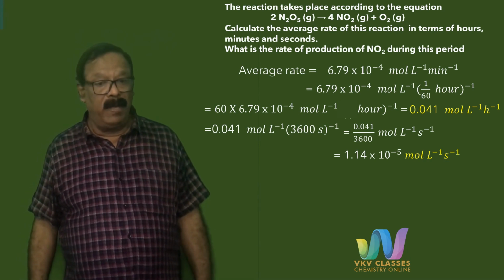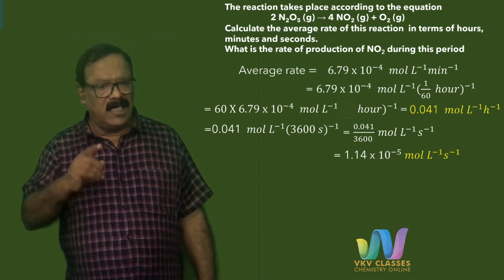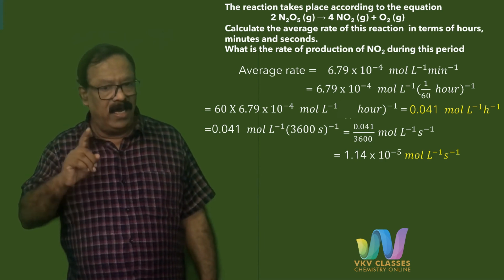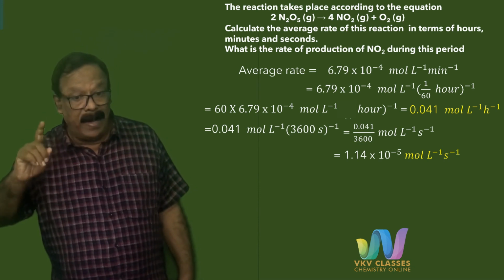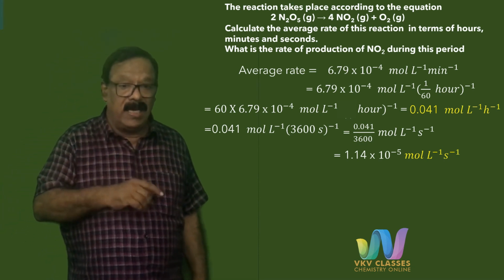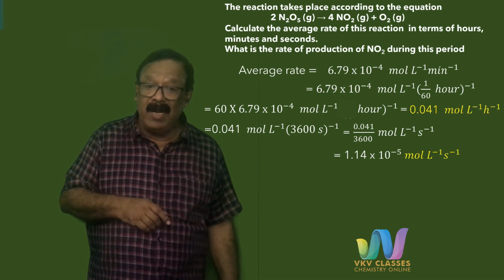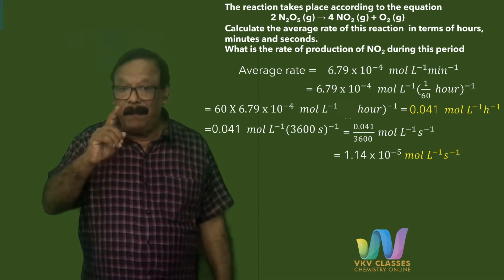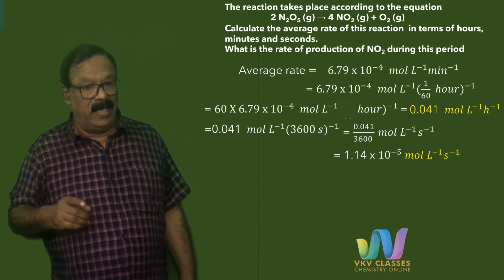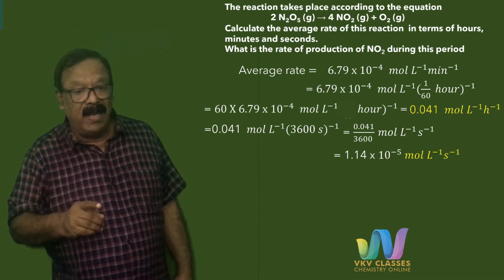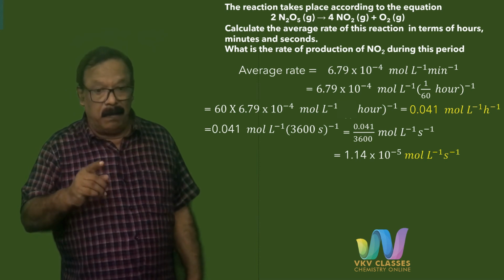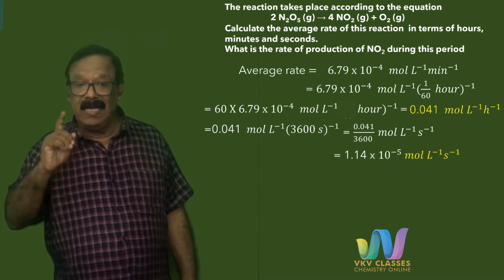In minutes it will be 6.79 into 10 power minus 4 mole per liter per minute. In hours it is 0.041 mole per liter per hour. In the case of second it is 1.14 into 10 power minus 5 mole per liter per second.